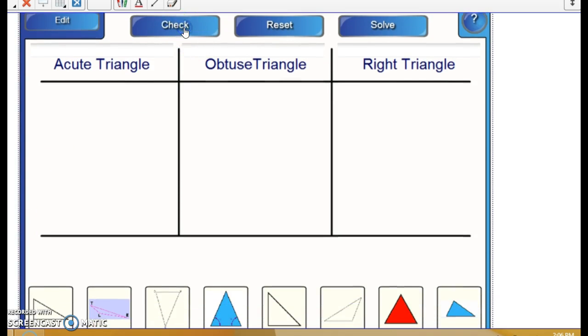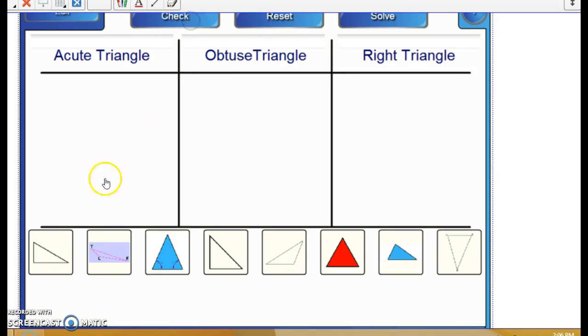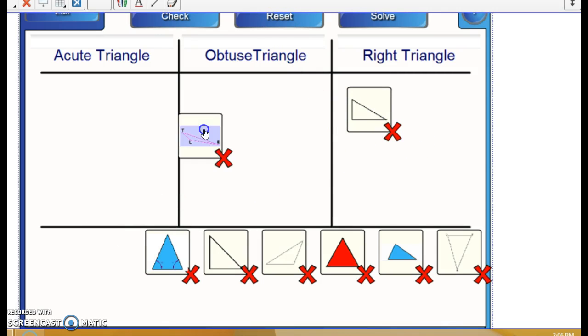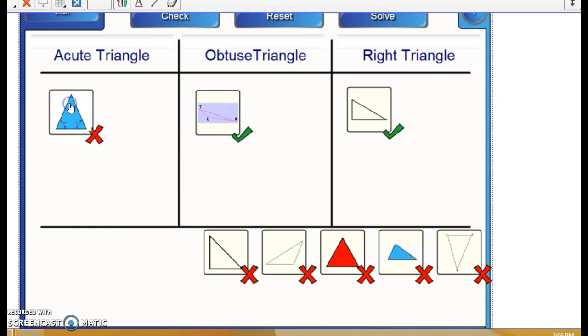Alright, so if we're looking at this, trying to figure out which triangle is which. So this is going to be a right triangle. It has a 90 degree measurement right there. This is going to be an obtuse triangle. It has one angle that's more than 90 degrees. This is going to be an acute triangle. All three angles are going to measure less than 90 degrees.